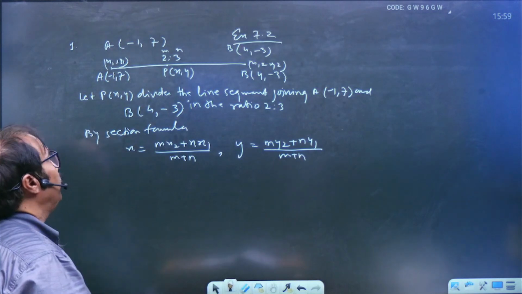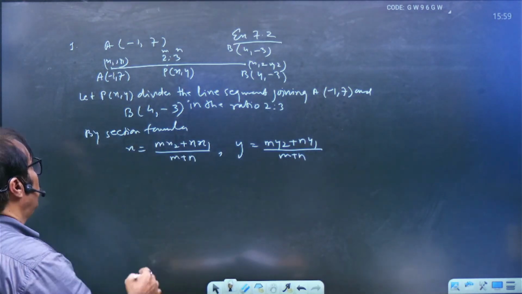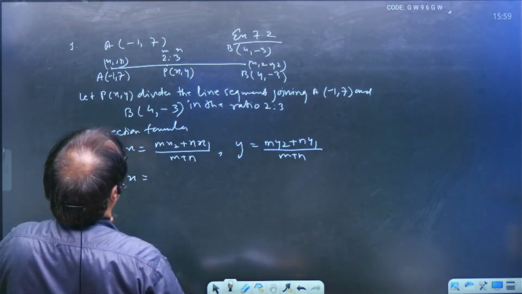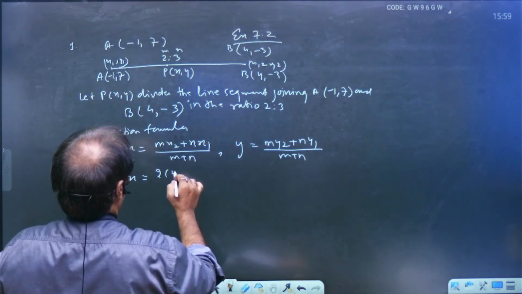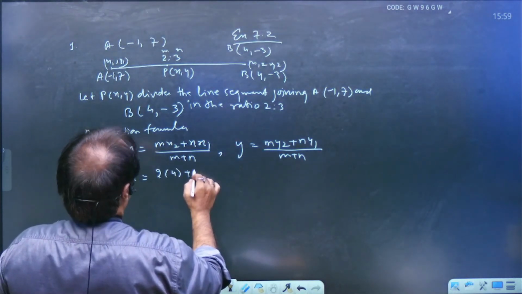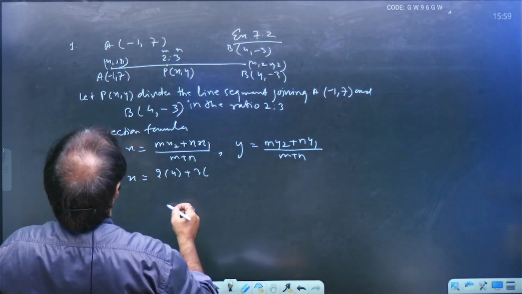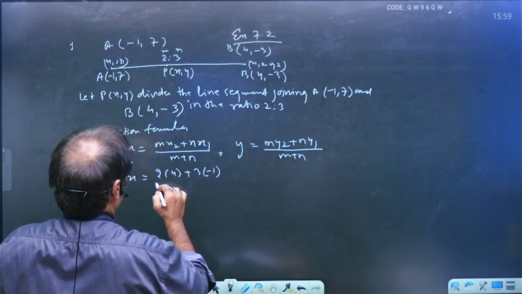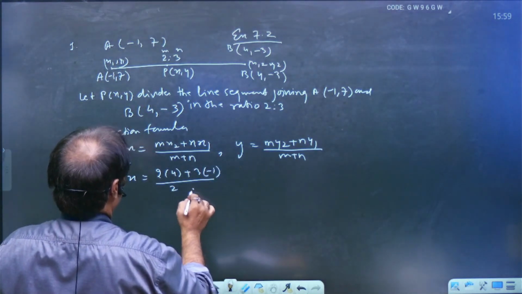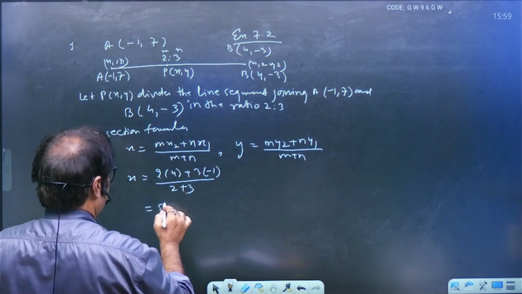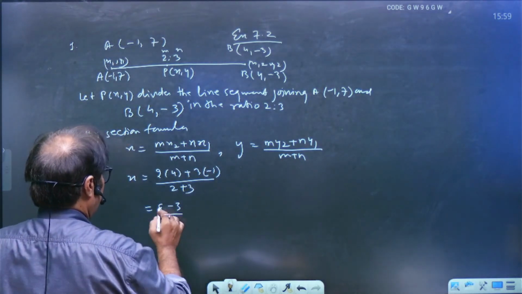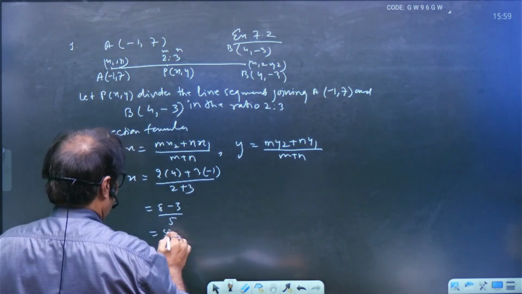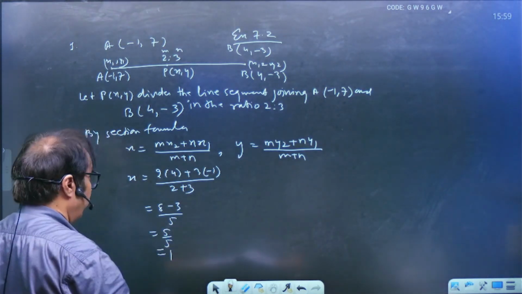Now put the values of m, n, x1, x2. So x is equal to, what is the value of m? This is 2. What about x2? This is 4. 2 into 4. n is 3. What about x1? x1 is -1, divided by the sum of the ratio 2 plus 3. So now simplify. 2 fours are 8 and -3 upon 5. So 8 minus 3 is 5, 5 upon 5, that is equal to 1.